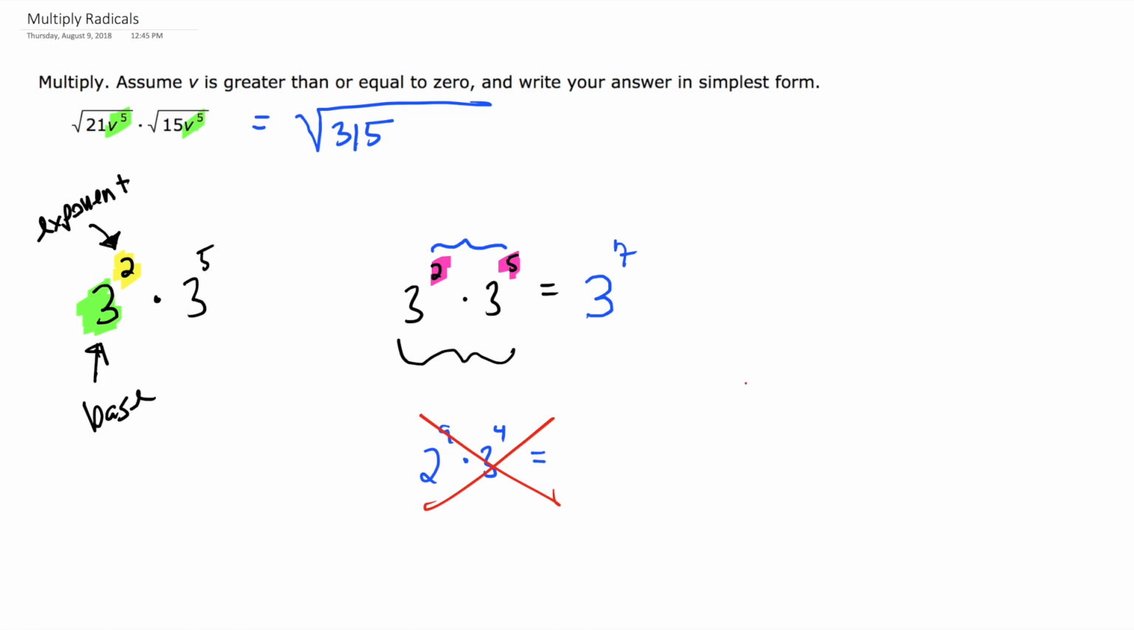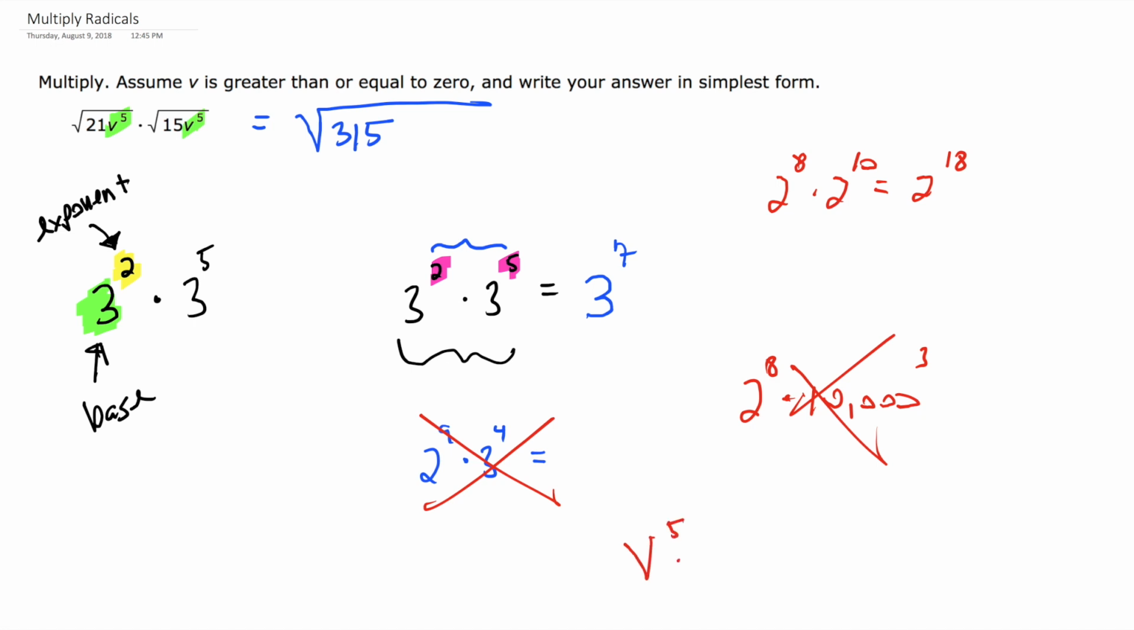So what if I did 2 to the eighth times 10,000 to the third? Can't do it. What if I do 2 to the eighth times 2 to the 10th? 2 to the 18th. What if I do v to the fifth times v to the fifth? v to the 10th. You ready? All right, so we're adding these exponents up here. What do we get? v10. And then there's only one more thing you have to do.